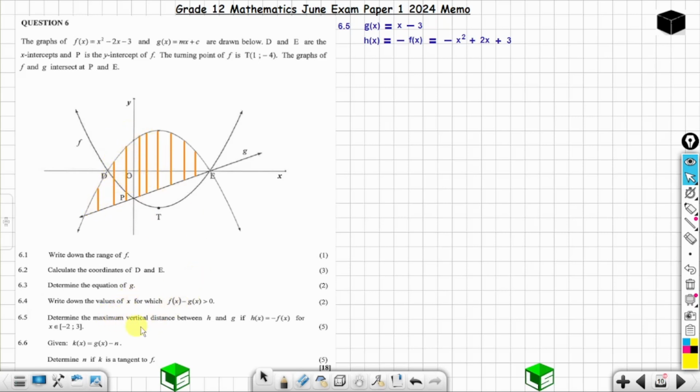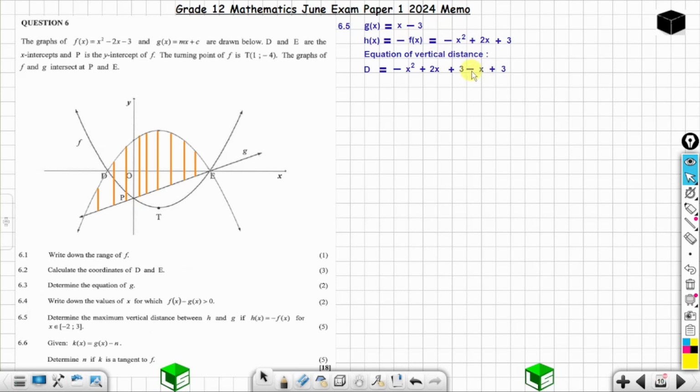To find the maximum vertical distance, you have to find the equation of the vertical distance first. You are going to have the equation of the top graph, which is h, minus the equation of the bottom graph, which is g. So the distance is equal to the top graph minus the bottom graph. This is the bottom graph, g. So minus x plus 3.